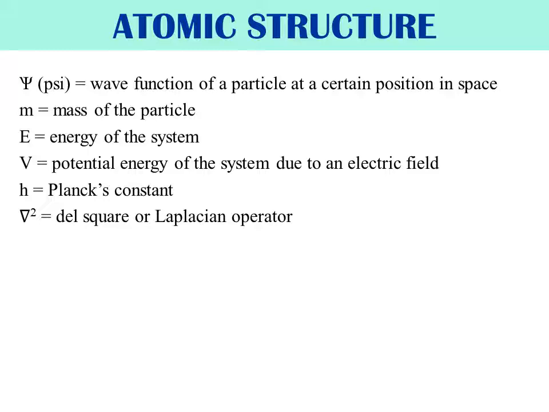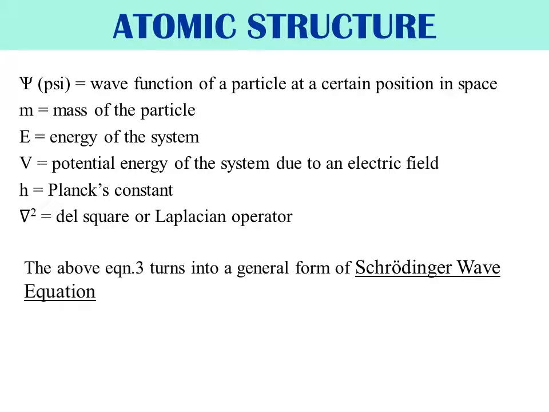m is the mass of the particle. E is the total energy of the system. V is the potential energy of the system due to an electric field. Since electrons are charged particles, we consider that they show a charge, positive or negative, whatever it is. So it is the potential energy of the system. h is Planck's constant, and del square is the Laplacian operator, also known as the Laplacian operator.